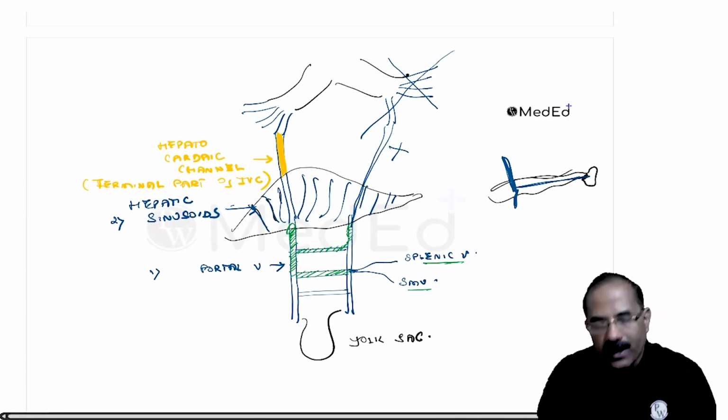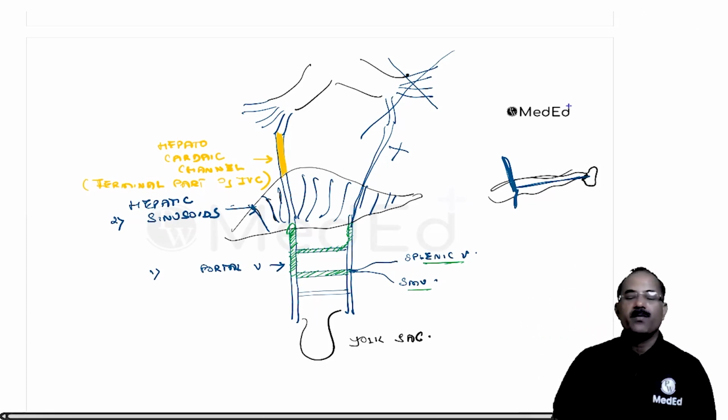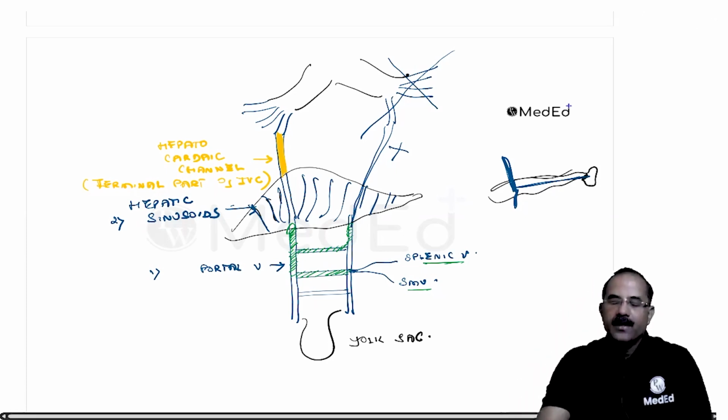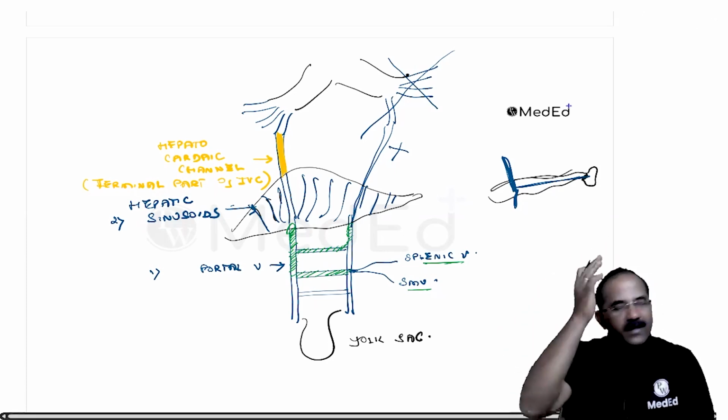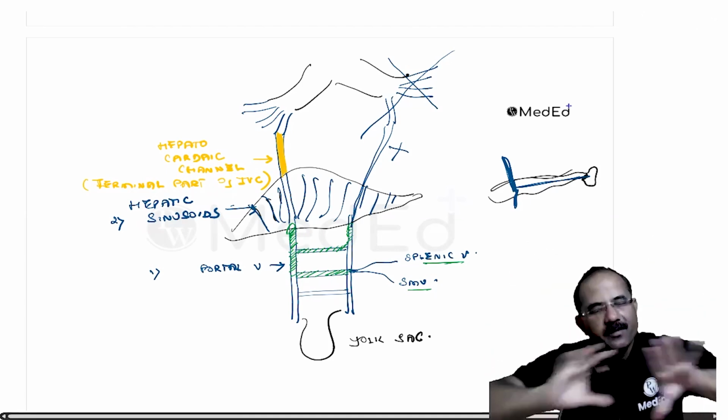So the terminal part of IVC is derived from the right vitelline vein. This is what I want you to understand. Understood? So what does the vitelline vein form? Where does the vitelline vein begin? Yolk sac. And where are they going to? The heart. In between, the liver comes in.